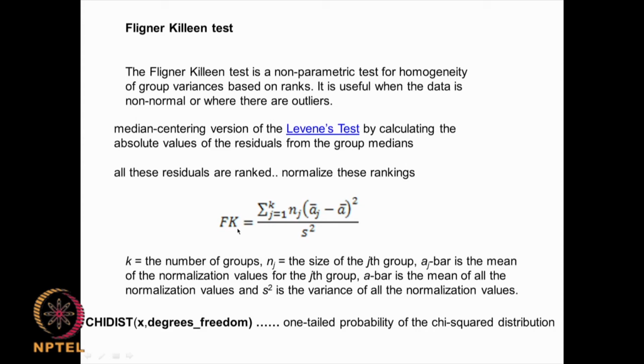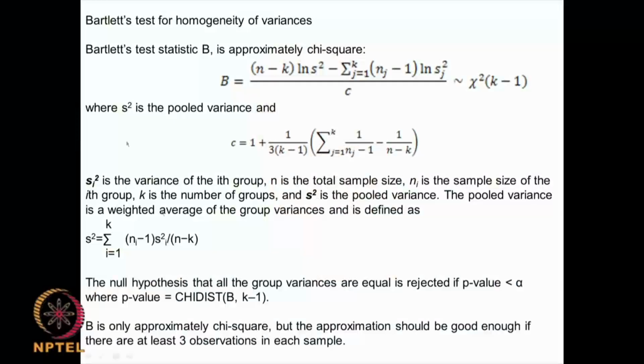This is based on the absolute values of the residuals, and then you perform a chi-square distribution test to see whether the H naught is accepted or rejected. Then you have another test that is called Bartlett's test for homogeneity of variance. Here again you have a Bartlett's test statistic. It looks quite big, and this also makes use of the chi-square distribution.